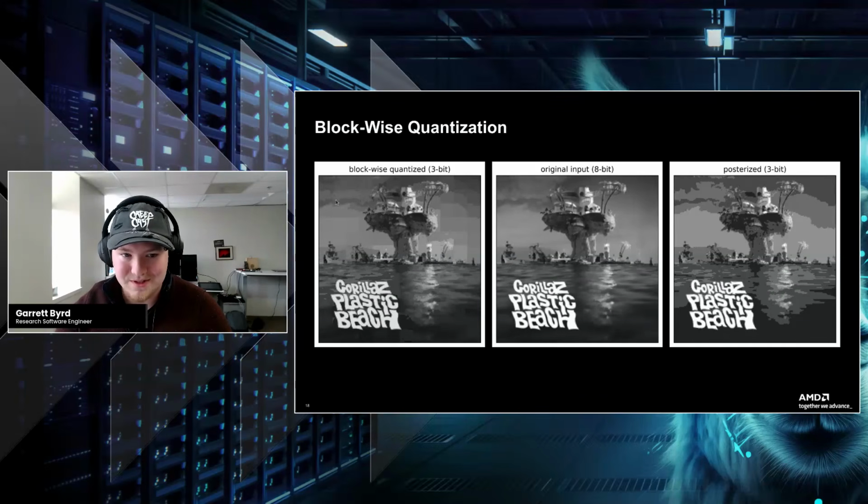Whereas in blockwise quantization, we get a much more nuanced depiction, say in the water, and also in the sky. And even though you can tell where these blocks are being applied, much less information is being lost.